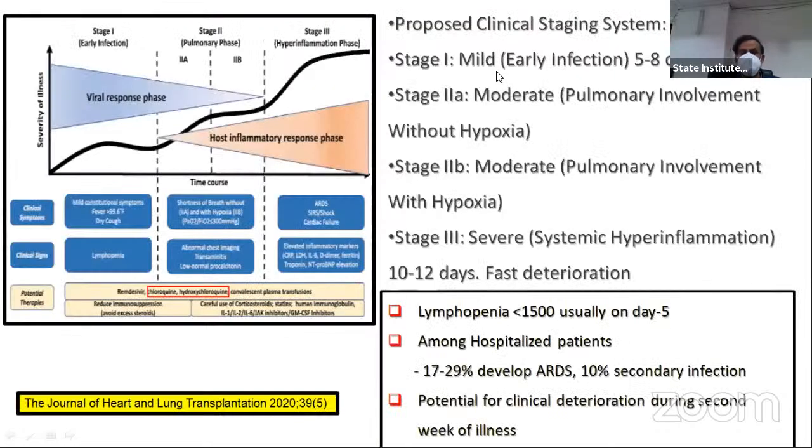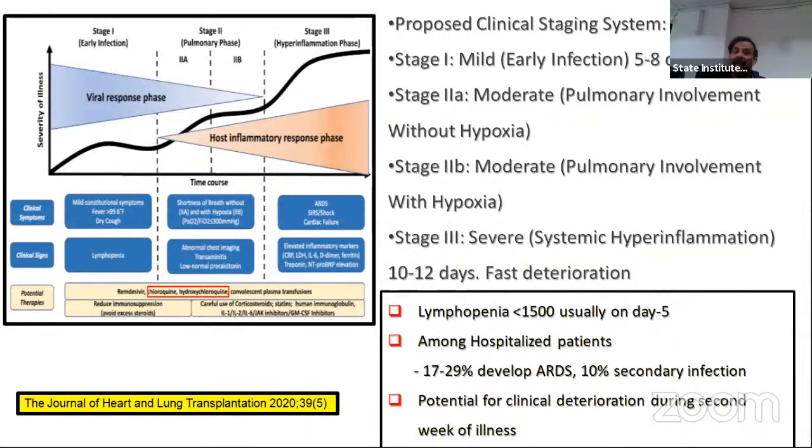So this is the staging system proposed in this review article. And the author proposed three stages. You all know that initially we have the viral phase and followed by we have the pulmonary phase. And then we have the inflammatory phase. So in the viral phase, usually the patient presents with constitutional symptoms like fever, dry cough, and then in the pulmonary phase, which we divide into two types, the 2A and 2B. 2A mean there is pulmonary involvement, like patient having shortness of breath or coughing or purulent expectoration may or may not be there. But there is a definite radiological involvement, but the patient is not hypoxic. And then stage 2B mean there is pulmonary involvement and the patient is hypoxemic.